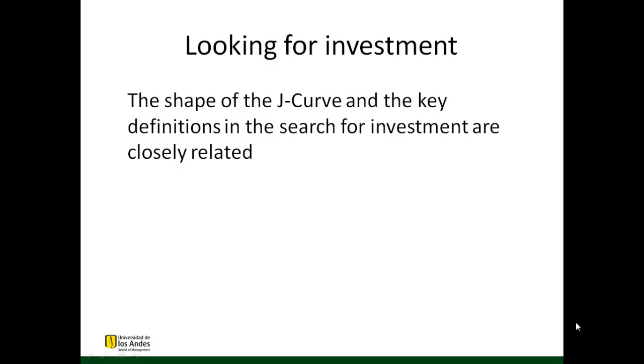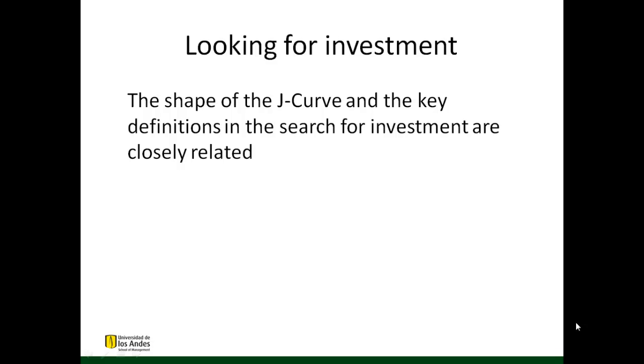So what does it all have to do with the search for investment? Let's talk first about the J curve. The J curve is a graph that presents the last line in the example that we saw. The J curve is a graph of the cumulative cash flow of your project. Remember this, the J curve is a graph of the cumulative cash flow of your project. Now, the shape of this J curve is closely related to the decisions that you will have to make in terms of looking for capital out there.